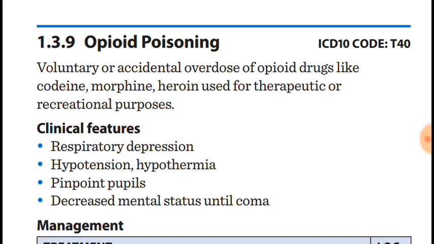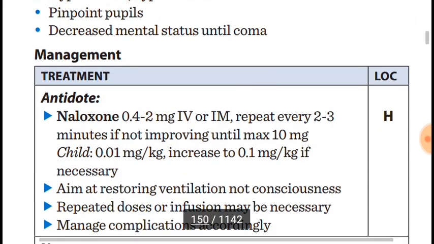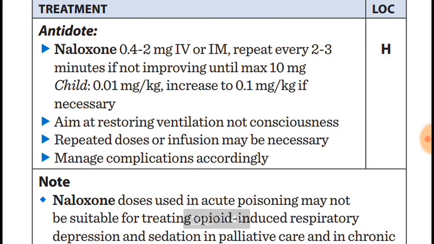Management. How do you manage someone with opioid poisoning? There is generally a general management for poisoning, but besides this, there is a specific one for opioid poisoning, and we use an antidote called naloxone. So naloxone, you give a dosage of 0.4 to 2 milligrams, either IV or intramuscular, and you repeat after every 2 to 3 minutes, if not improving, until a maximum of 10 milligrams.